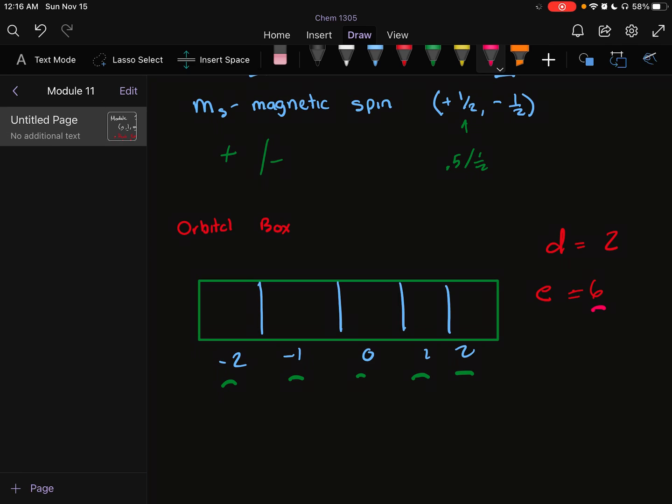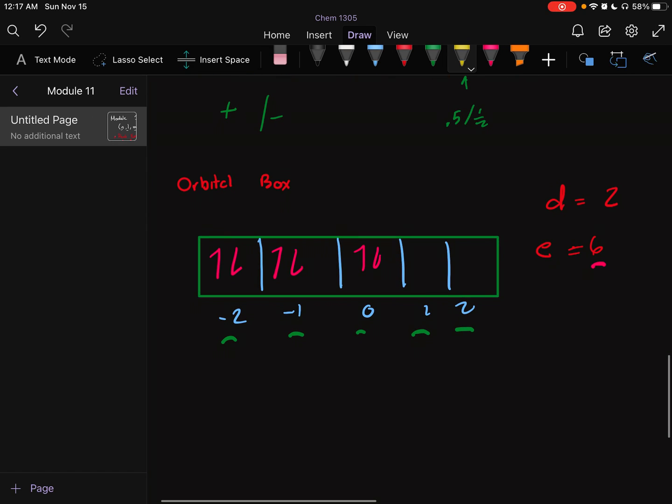Now, we do not fill it up 1, 2, 3, 4, 5, 6 in one box at a time. Why? Because we follow something called Hund's rule. What Hund's rule basically states is that electrons want to be as far away as possible from one another. So we go 1, 2, 3, 4, 5, 6. And this is the correct orbital box diagram for iron.